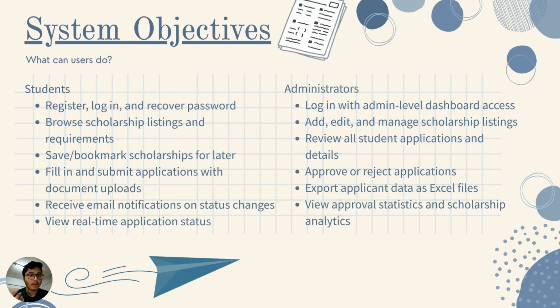So, what are the objectives? What do you want users to do? Students, for example, can bookmark the scholarships for future reference. They can receive email notifications so they don't have to check every few days. Or they can just browse through the listings and check what the requirements are.